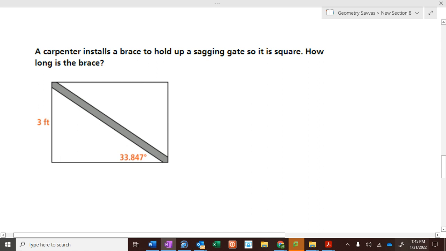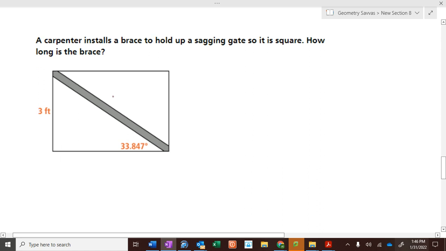A carpenter installs a brace to hold up a sagging gate so it's square. How long is this brace? We want to find this, right? That is the what of this triangle? Hypotenuse this time. So, what is this side? Opposite. And then hypotenuse.